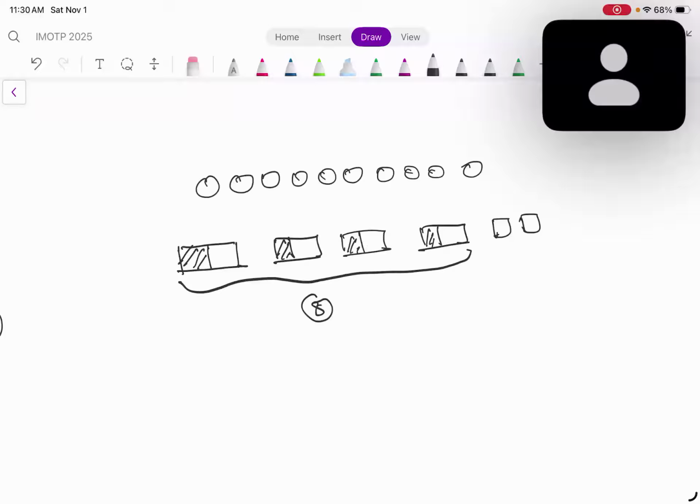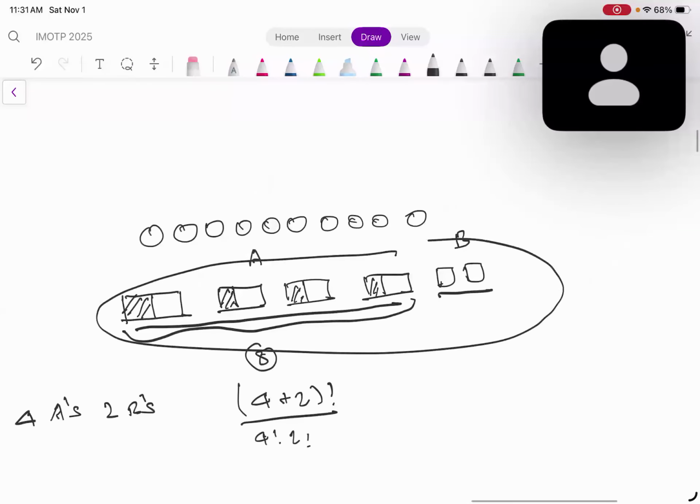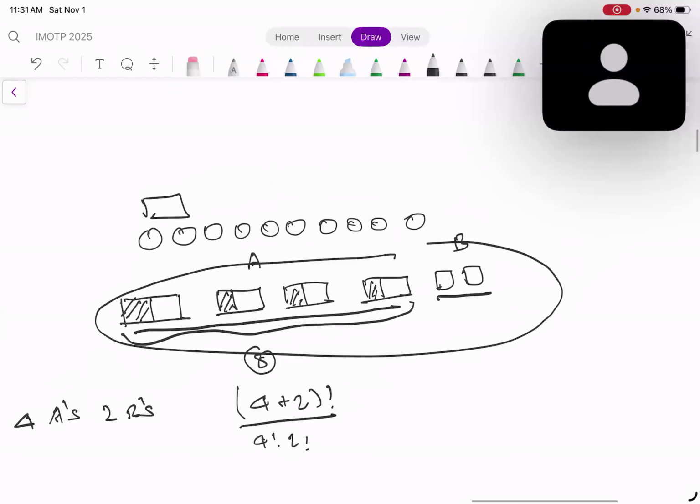Now I have 4 of one type, 2 of another. It's just like 4 A's and then 2 B's. So how many ways can I arrange them in a row? I have 4 A's and then 2 B's. 6 choose 2, that is 4 plus 2 factorial divided by 4 factorial, 2 factorial. Correct? Yes, 6 choose 2.